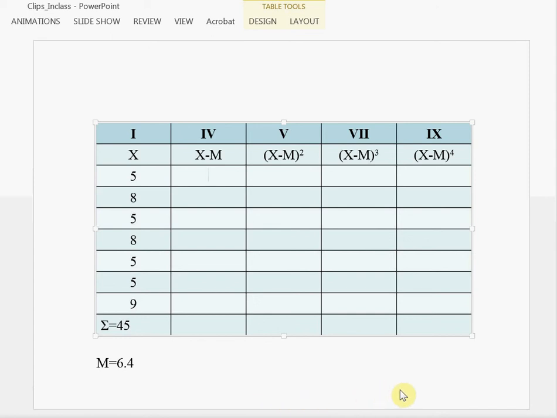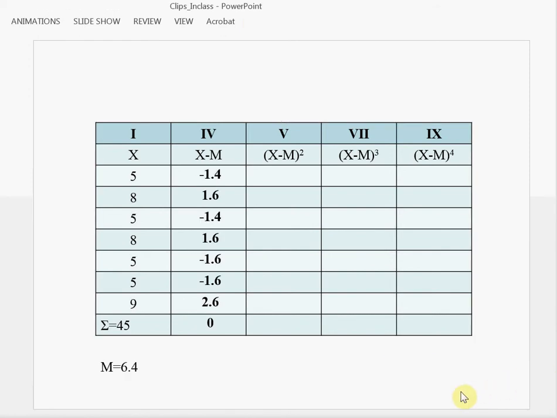Now, using this column, we calculate deviations. Deviation is the difference between the data value and the sample mean. For the first case, 5 minus 6.4 gives us negative 1.4. So 5 minus 6.4, we have a deviation which is a negative value. For the next case, 8 minus 6.4 gives us 1.6, a positive deviation. And the third case, again, is 5, so we have a negative 1.4. We do the same for all cases.